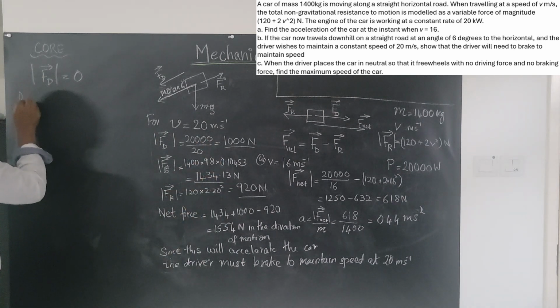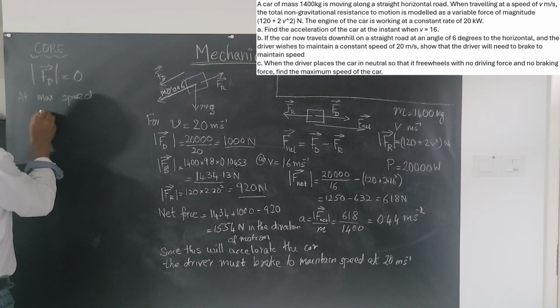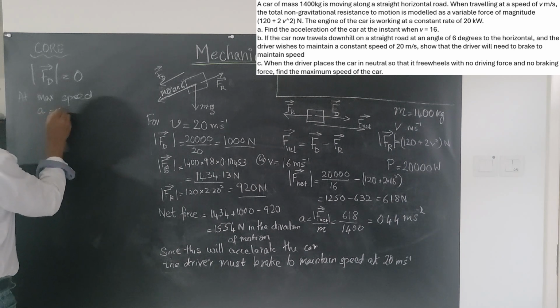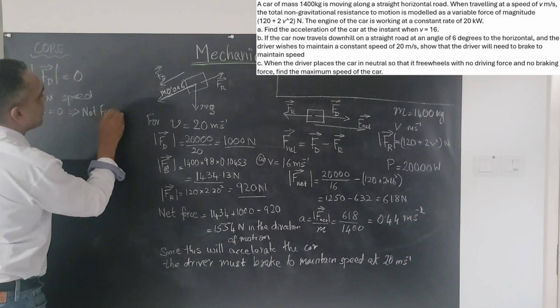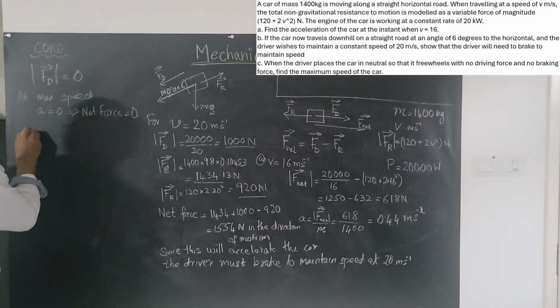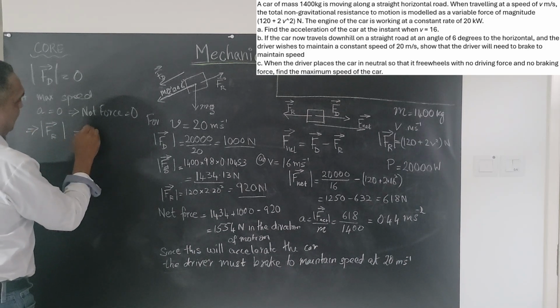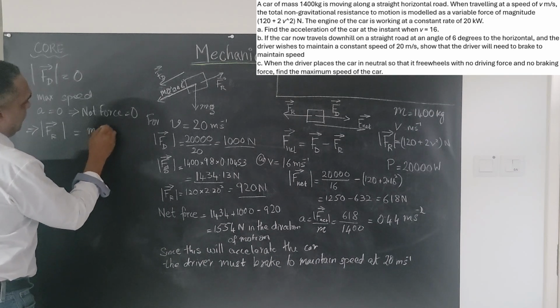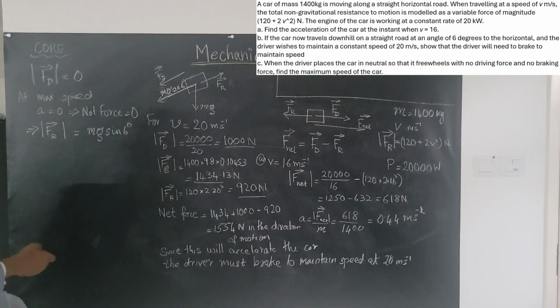At max speed, acceleration equal to 0 implies net force equal to 0 implies, okay, magnitude of Fr is equal to mg sine of 6 degrees. Conceptually, right? And he wants you to find the velocity.